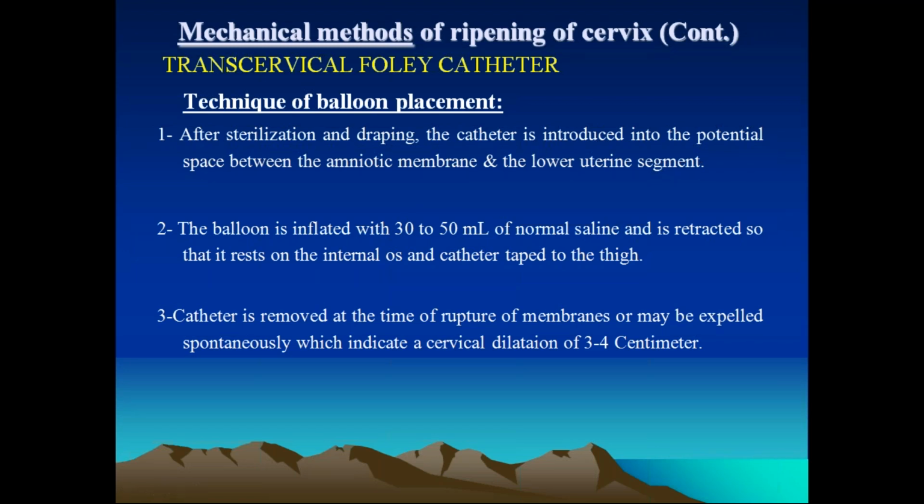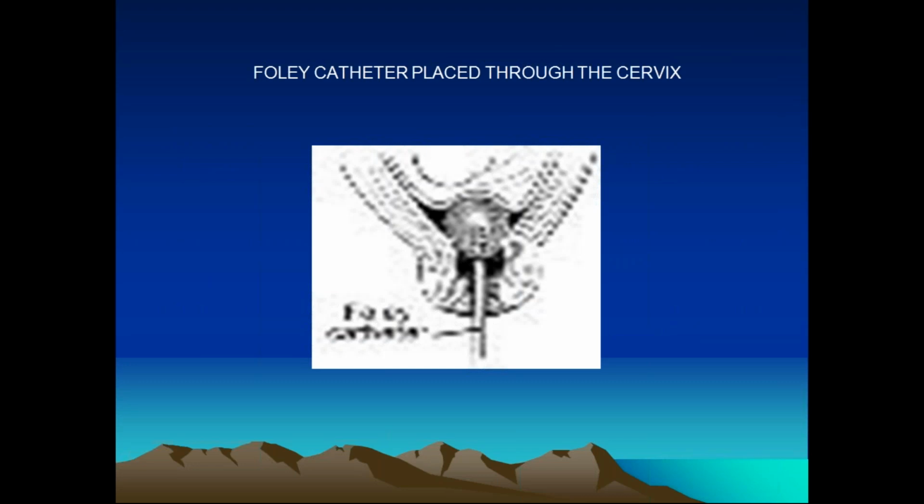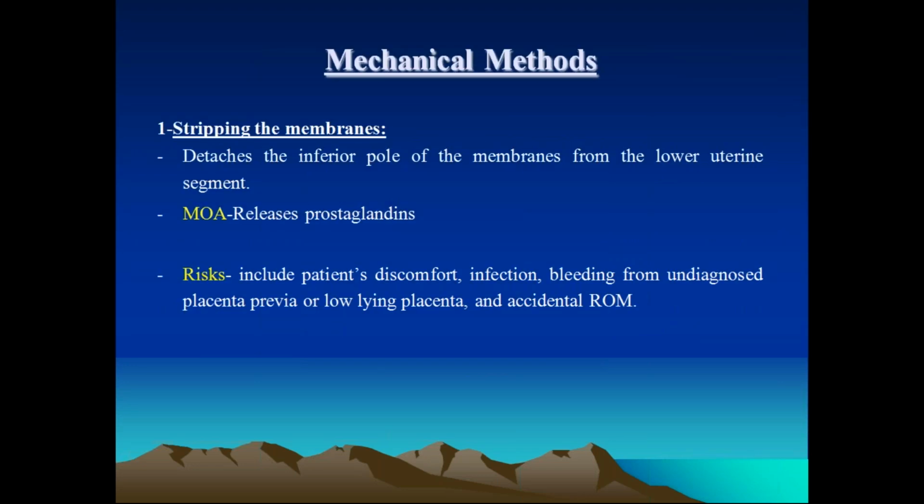And then we'll withdraw it out, and then we'll rest the catheter over the internal os, and the catheter is taped to the thigh. And how will this catheter be removed? It is removed either at the time of rupture of membranes, or the catheter can be expelled spontaneously. If it is expelled spontaneously, that means the dilatation of the cervix will be around 3 to 4 centimeters. The image is not clear.